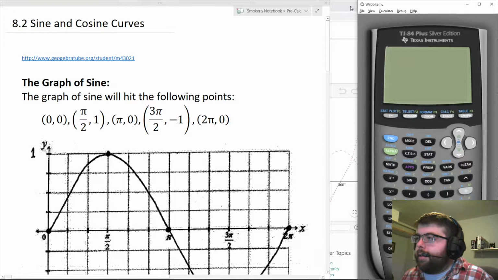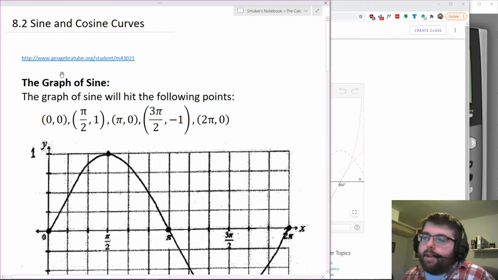Hello, pre-calculus. I'm going to go over chapter 8, section 2. These are notes I started in class, but I'm going to start over from the beginning and go through the entire set of notes.